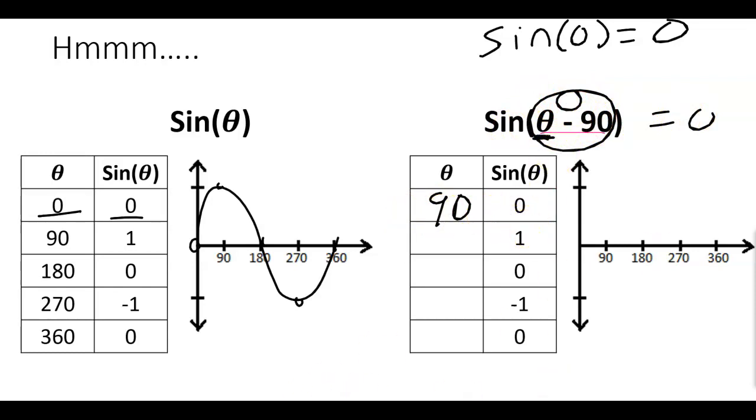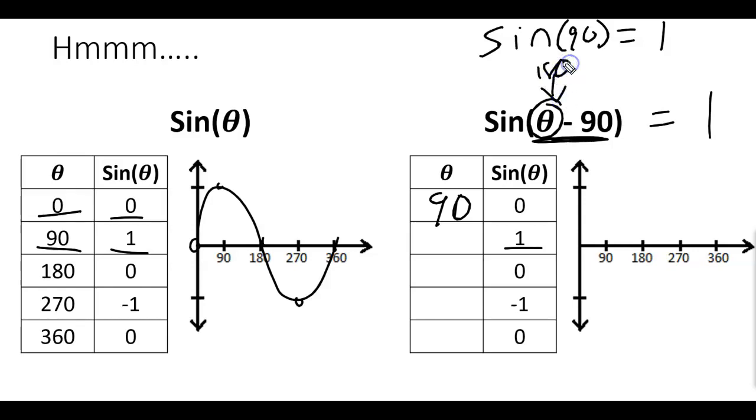Now let's do the next one. We know that sine of 90 equals 1, right? So what would I plug in here so that after I subtract these, I get 90? Therefore, my answer still comes out to be 1. That would be 180, right? Plug in 180 there. 180 take away 90 is 90, and sine of 90 is 1. So to get 1, you would have to plug in 180.